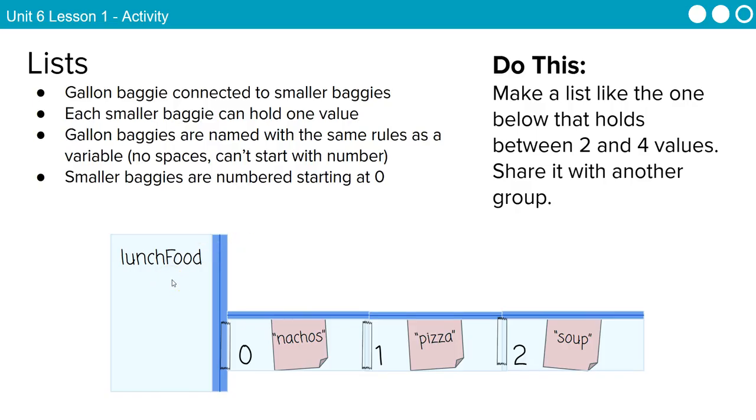So inside lunch food, even though it only has one value, which is that one data type, that one list, that list can now store tens or hundreds or thousands of pieces of information for us. And we have ways to get at that.